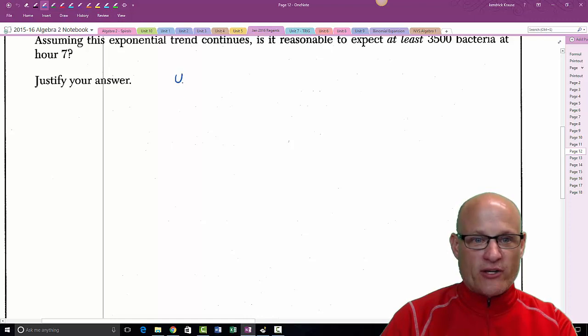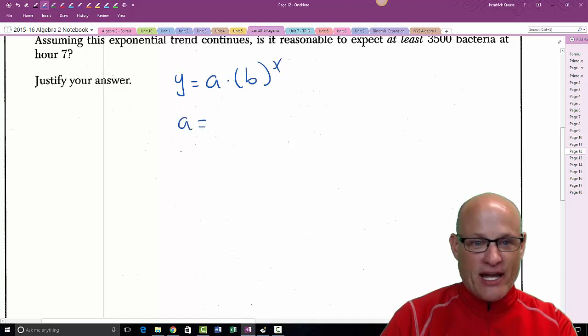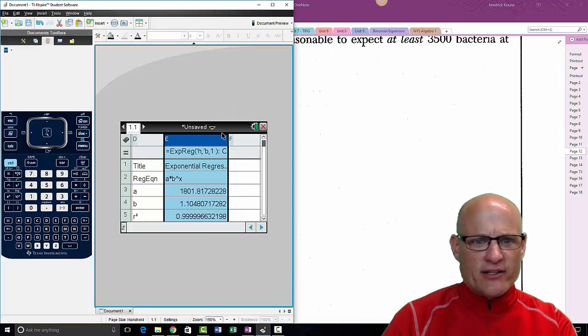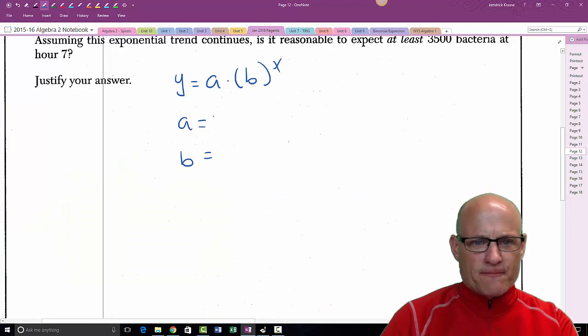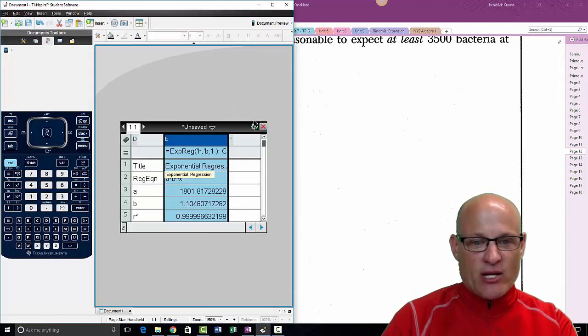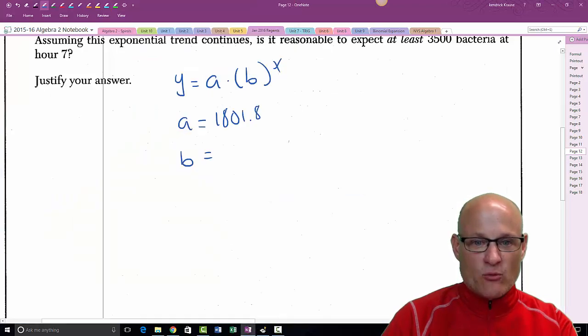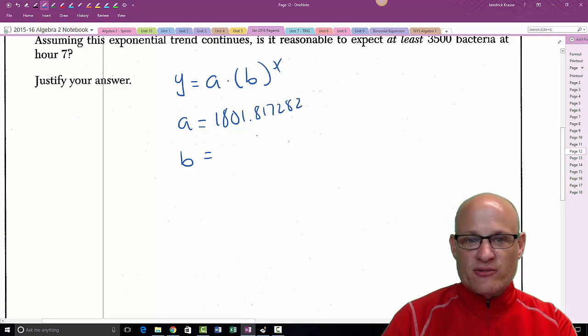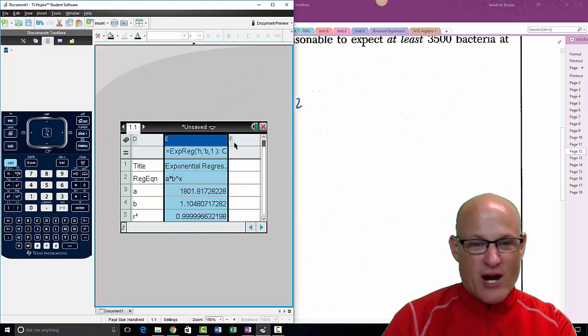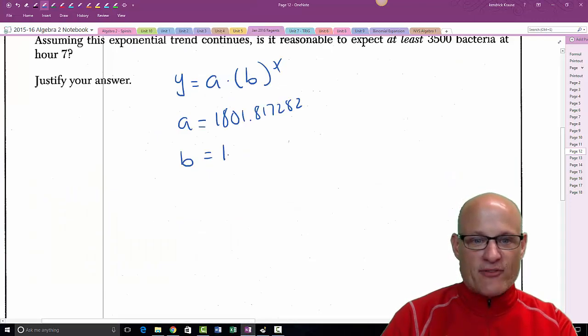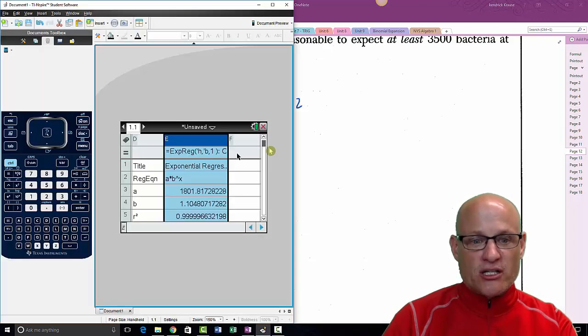They want you to create this equation, y equals a times b to the x. You need to tell them what a is, and you need to tell them what b is. So a is 1801.817282. Now you should not have rounded. Although if you put 3 decimals, 4 decimals, you'll probably be okay. I don't have the official answer key, so I don't know exactly what they took.